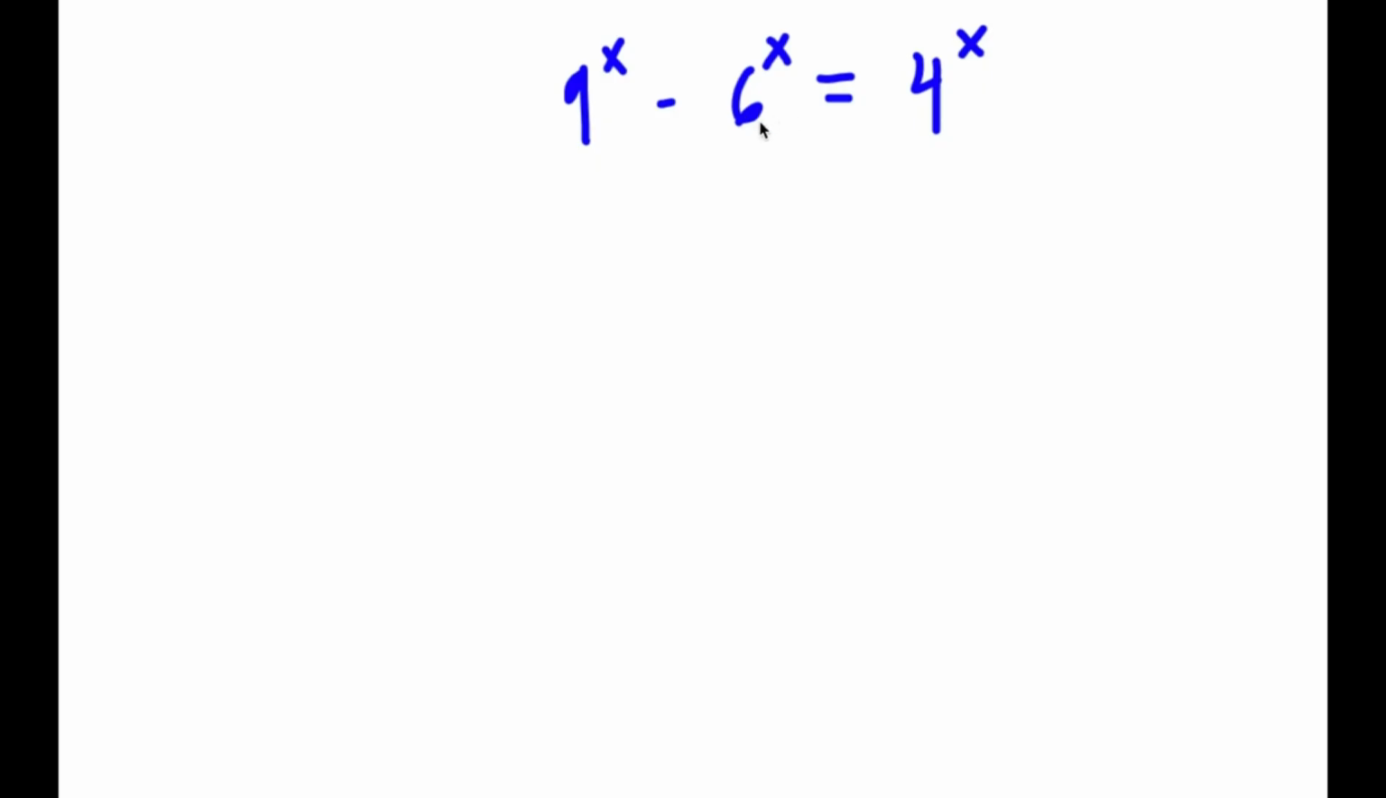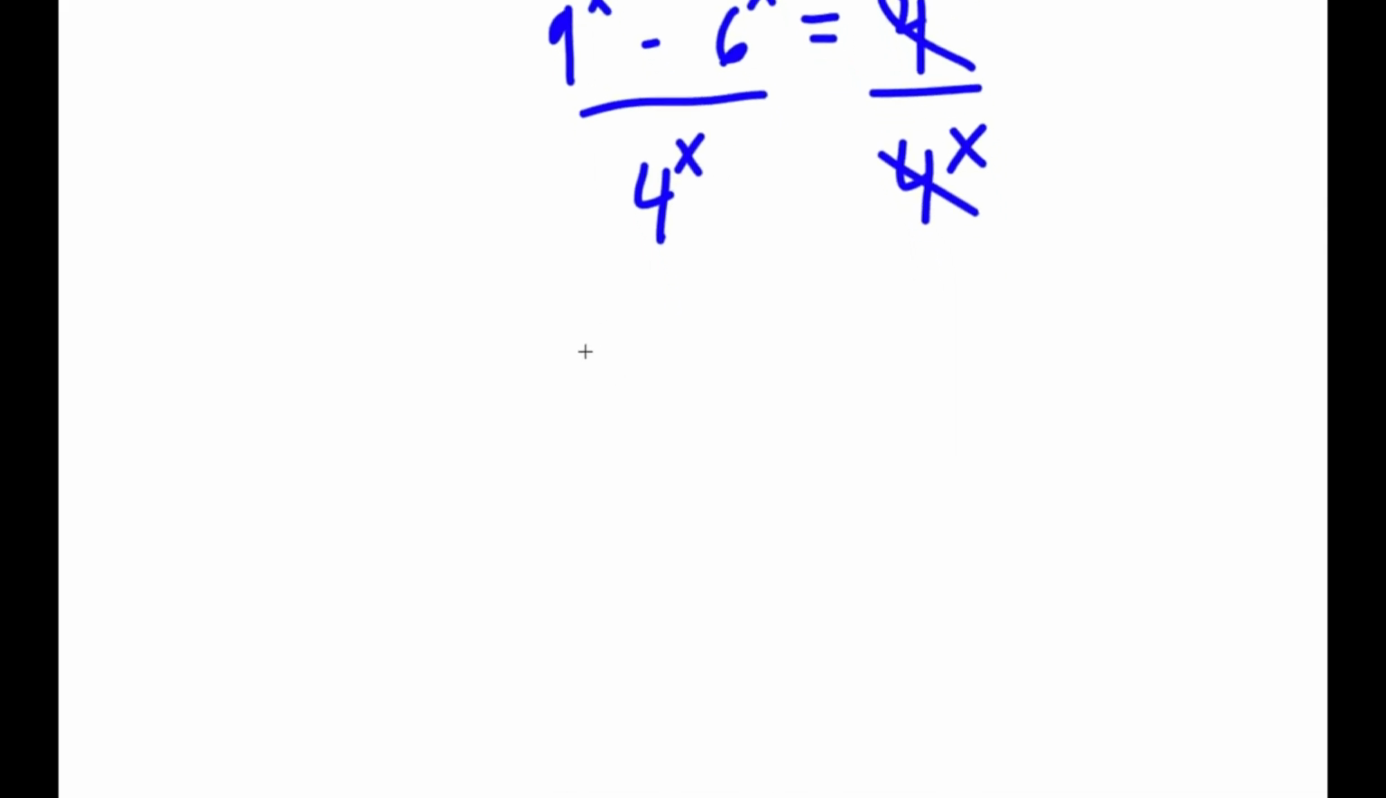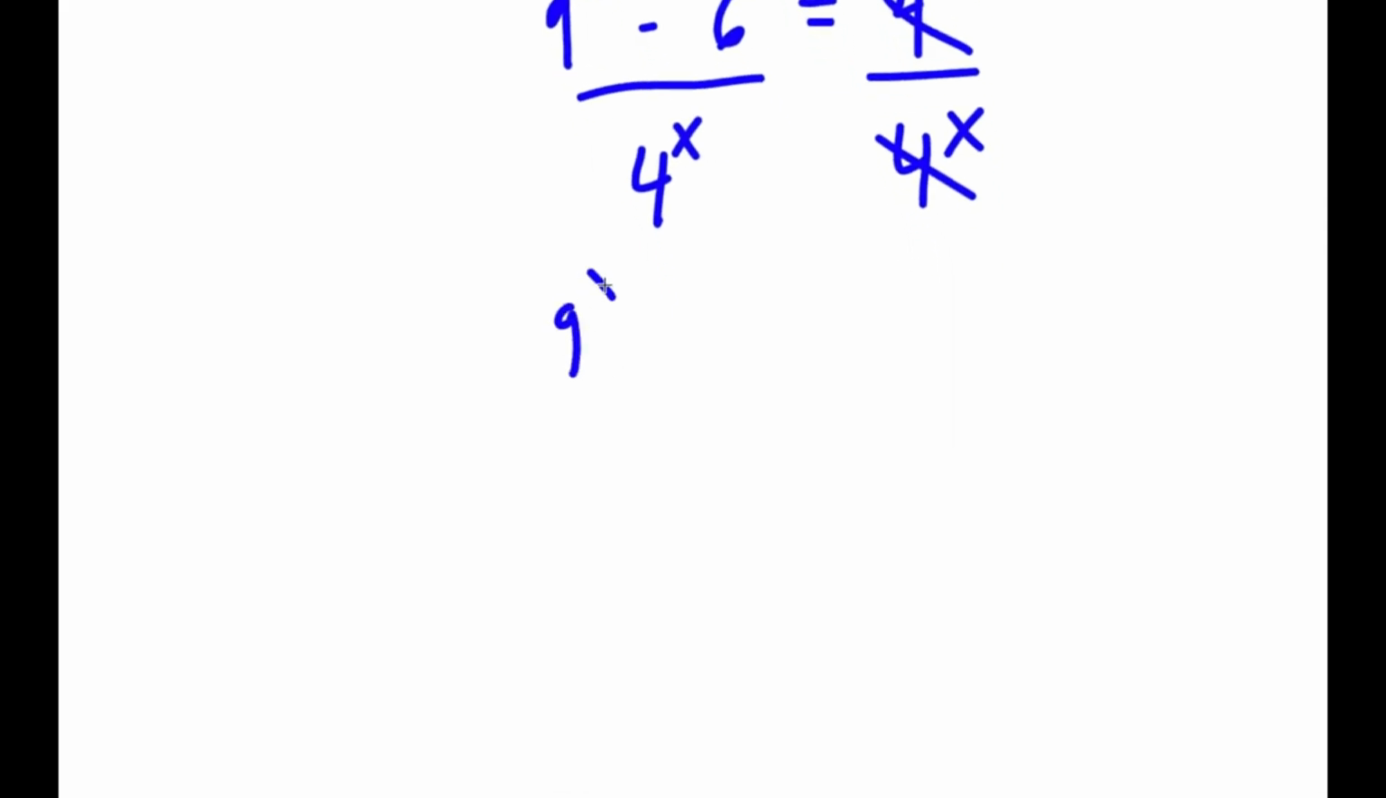Now what I'm first going to do is I'm going to divide both sides by 4 to the power of x. So now I have 9 to the power of x minus 6 to the power of x over 4 to the power of x is equal to 4 to the power of x over 4 to the power of x. So then these two cancel out. So now I have 9 to the power of x minus 6 to the power of x over 4 to the power of x is equal to 1.